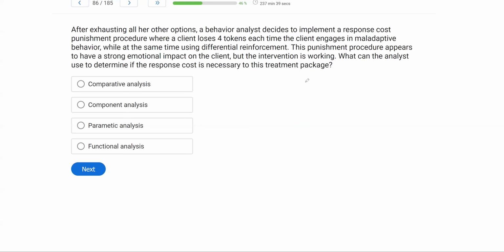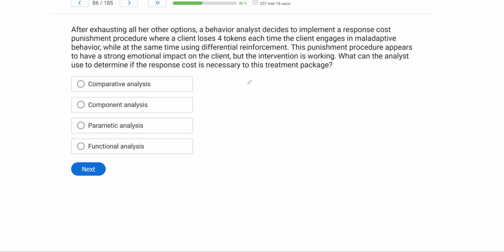After exhausting all her other options, a behavior analyst decides to implement a response cost punishment procedure where a client loses 4 tokens each time the client engages in maladaptive behavior while at the same time using differential reinforcement. This punishment procedure appears to have a strong emotional impact on the client, but the intervention is working. What can the analyst use to determine if the response cost is necessary to this treatment package?